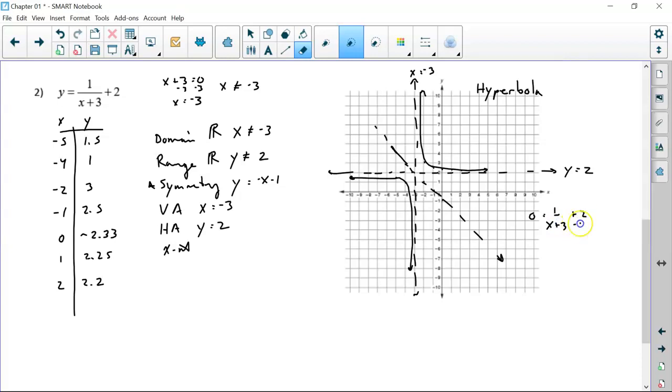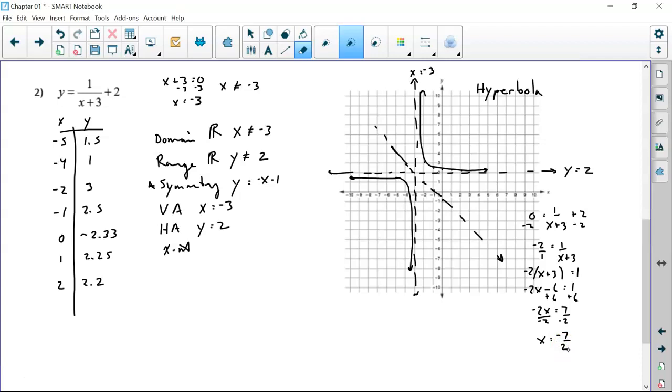I'm going to isolate, subtract the 2 from both sides. Negative 2 equals 1 over x plus 3. And I can put the negative 2 over 1, and we can cross multiply. So you get negative 2 times x plus 3 equals 1. Distribute: negative 2x minus 6 equals 1. Add 6 to both sides. Negative 2x equals 7, divide by negative 2. X equals negative 7 halves.